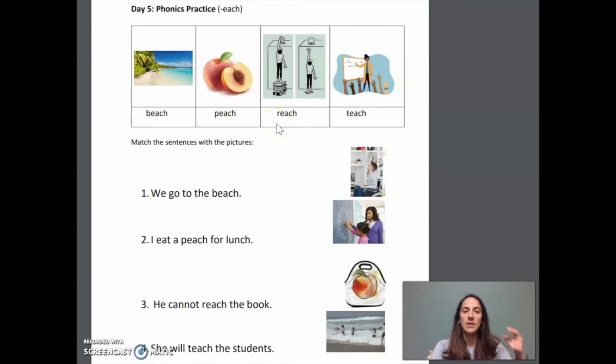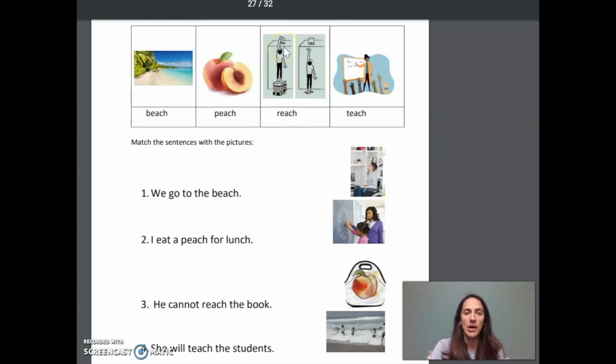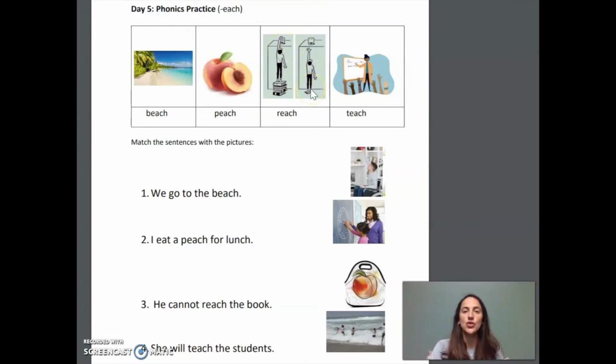Another word begins with the letter R that makes the R sound. Put it together. R, each, reach. In the picture, I see that he is standing on some books so he can reach the jar up above. In this picture, he can't reach. It's too far.